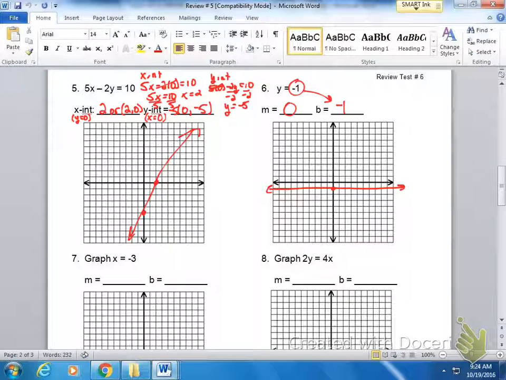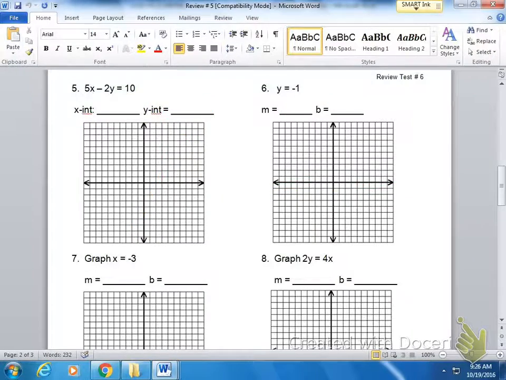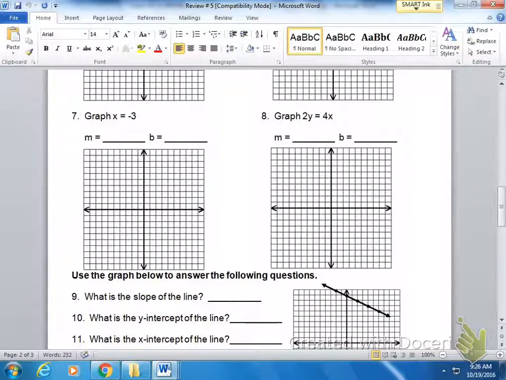Well, when you have y equals and x equals, they're opposite of each other. So if y equals is left to right, x equals must be up to down, or down to up. So x equals -3 is right here. I draw a vertical line through that point. Now, the second you see x equals, you should think slope is undefined, and there is no y-intercept. So those are actually pretty easy if you just remember a couple little things.